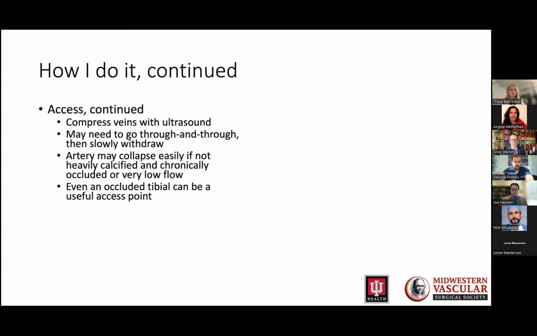When you're using ultrasound, since most of these vessels are going to be calcified in these situations, compressing the veins with the ultrasound can be useful. It may be useful to go through and through the artery, then slowly withdraw and advance the wire as you go to see it under ultrasound go through the vessel. The artery may not collapse easily if it's heavily calcified and chronically occluded or very low flow. And even an occluded tibial can be useful as an access point because you might be able to pass a wire up through it. And then if you're trying to cross something like a complicated popliteal lesion, it may be useful to get across and then avoid having any of the complications happen to your dominant runoff vessel.